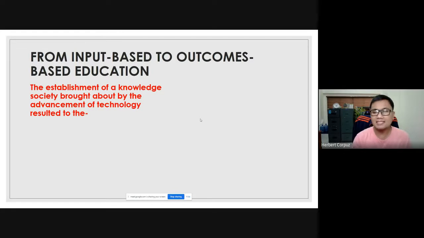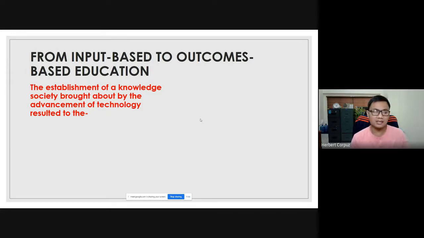Everything lies on the role of the teacher. Everything, all learning has to come from the teacher. All learning has to be derived from the input of the teacher. That is input-based education.